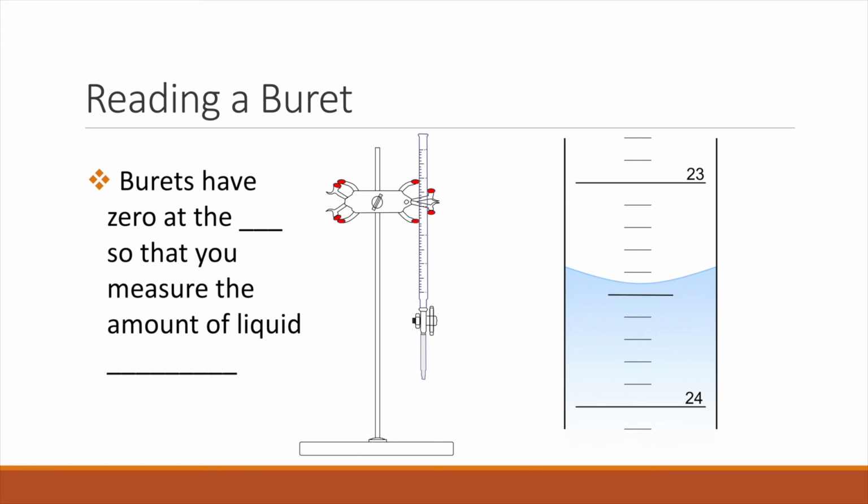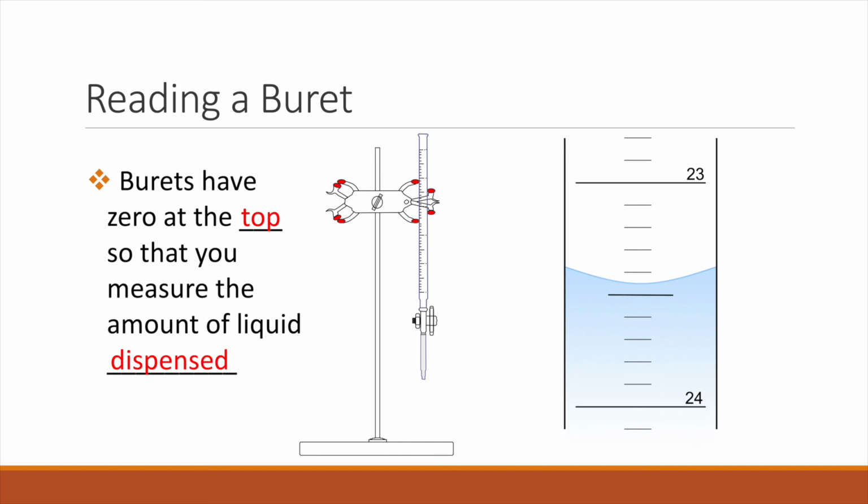Okay, so our last section is going to be on experimental information, the reality of actually performing these titrations. So the number one problem we run into is reading a burette. Burettes have 0 at the top, so that you are measuring the amount of liquid that has been dispensed from it, not how much is in it, but how much you have let out.